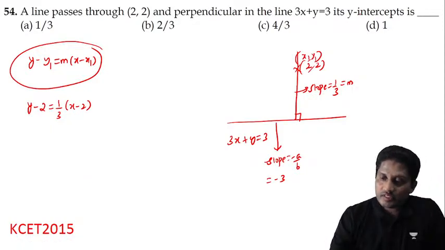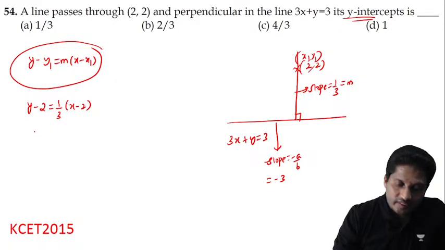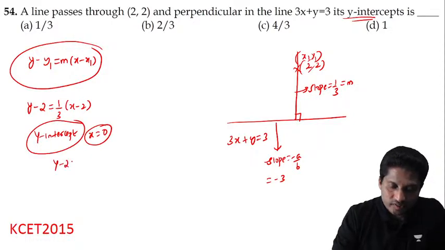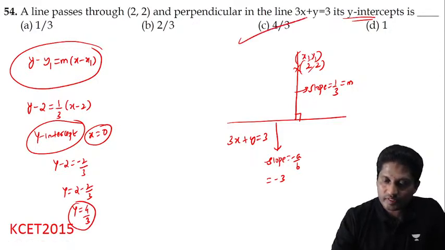Now what is its y intercept? If it intersects the y axis, x will be equal to 0. So you get y minus 2 is equal to minus 2 by 3. Y is equal to 2 minus 2 by 3, that is 4 by 3. The value of y will be equal to 4 upon 3. The answer is the option.